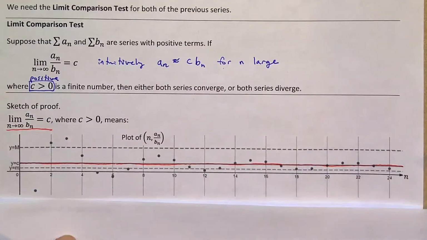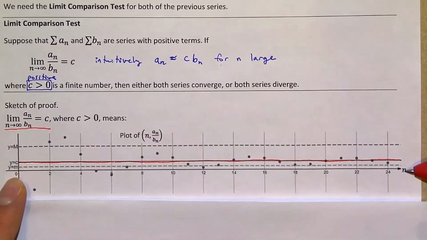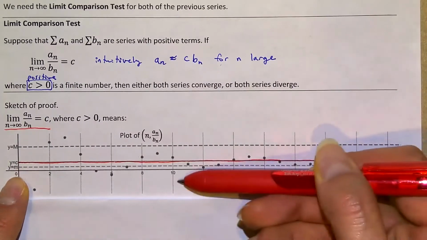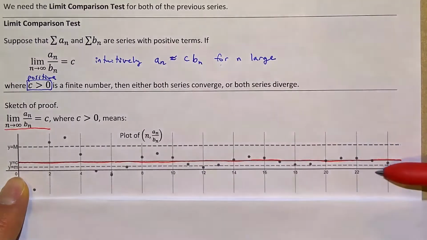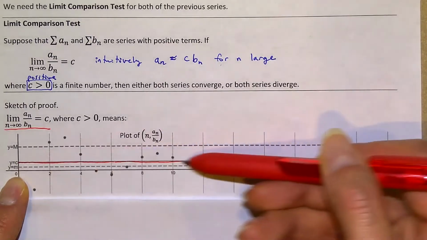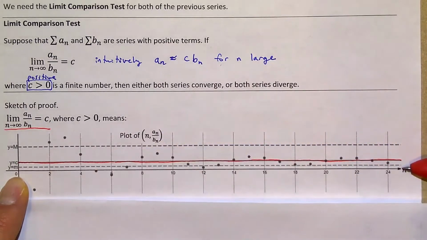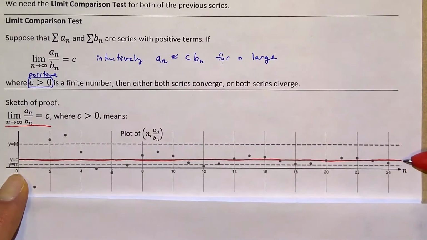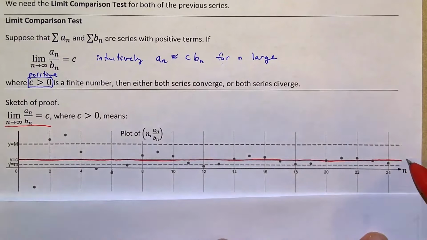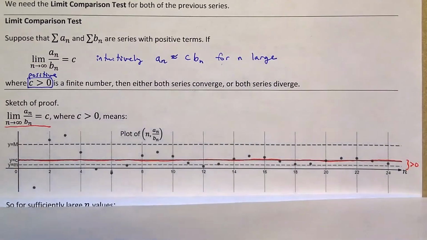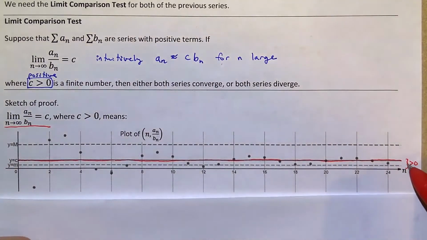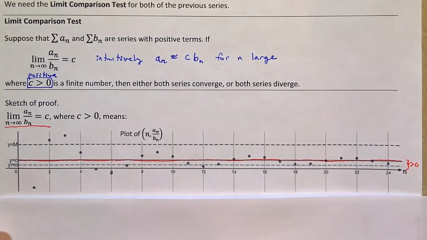Okay? And the way I've drawn it right here is c is slightly larger than 0. This line right here, the axis right here, is the line y equals 0. So our line y equals c should be slightly above that. So, that's what I've shown you there. We're slightly above the horizontal axis, okay?